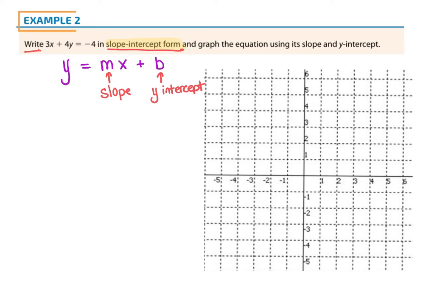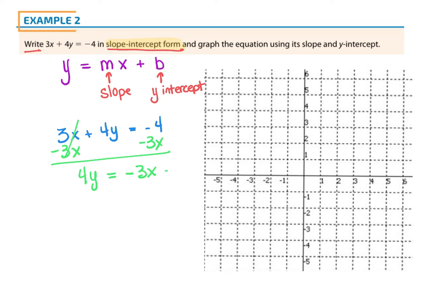So our goal here then is to get y completely by itself. We start out with the equation 3x plus 4y equals negative 4. In order to get y by itself, I have to move that x over. You move it with addition or subtraction. In this case, subtraction. So then I will have 4y equals negative 3x minus 4. My y is still not by itself, so I need to divide every single thing by 4. Every piece of it is going to be divided by that 4.